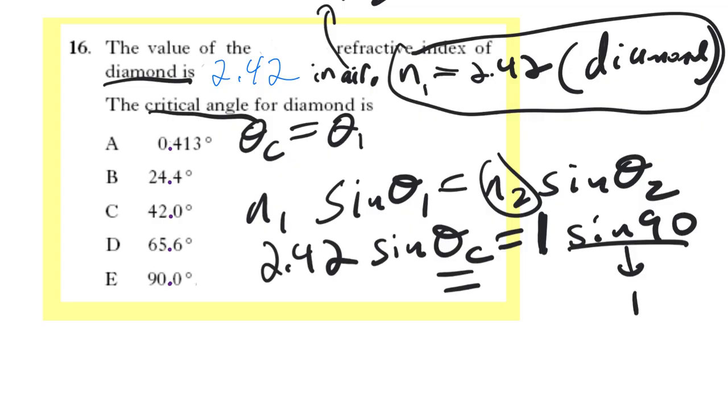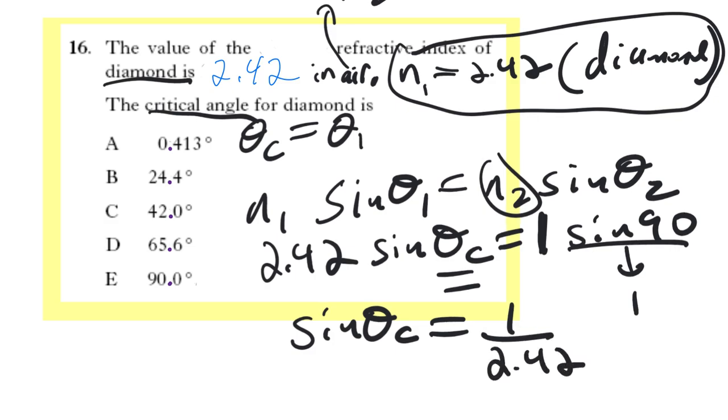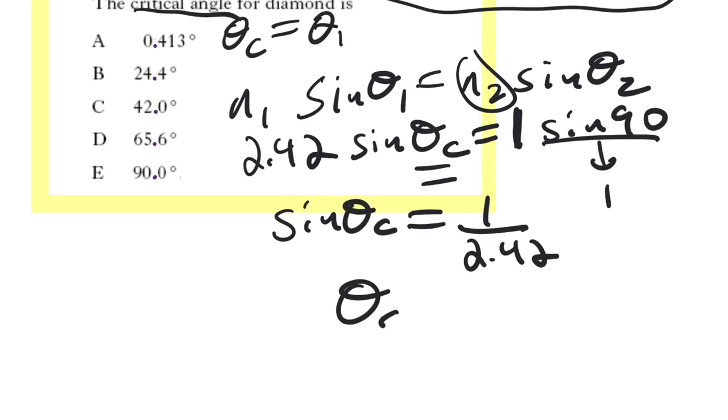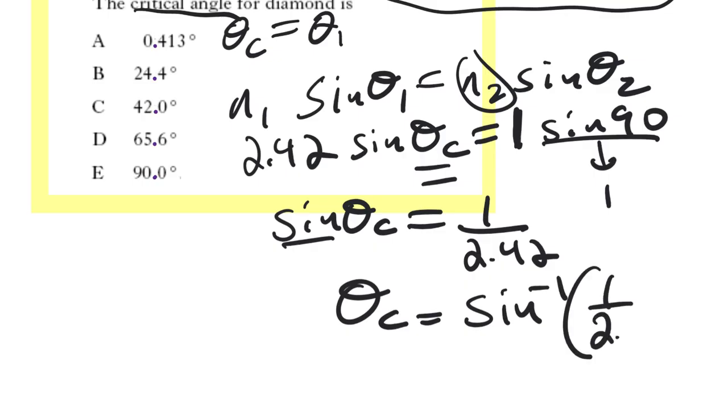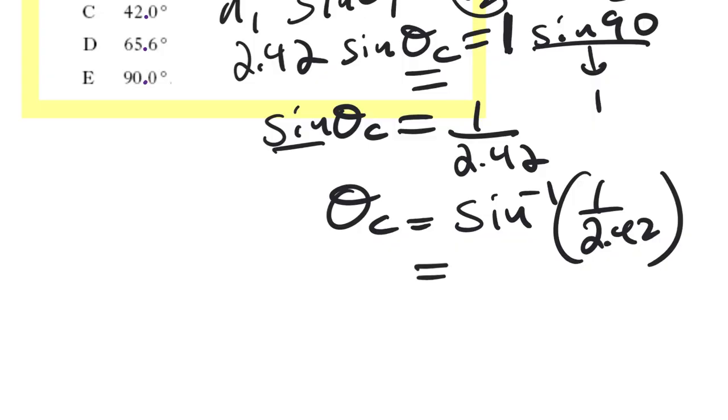So sine of theta c, the sine of the critical angle, is 1 divided by 2.42. So the critical angle is, get rid of the sine by inverse sining the other side, and that equals 24.4 degrees.